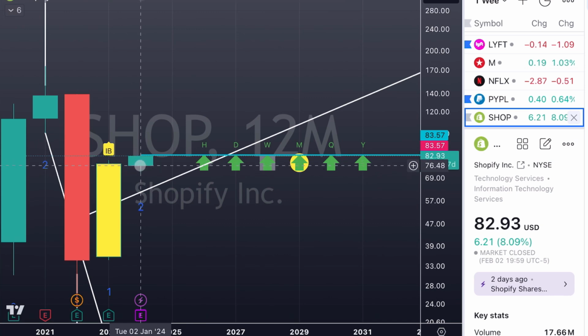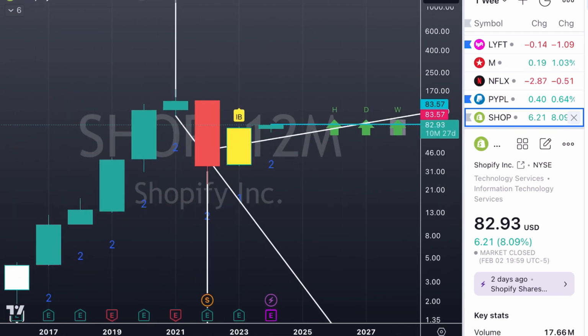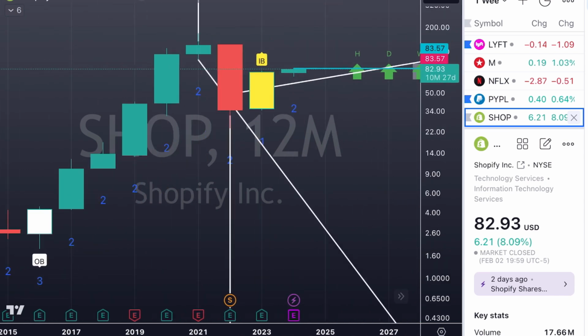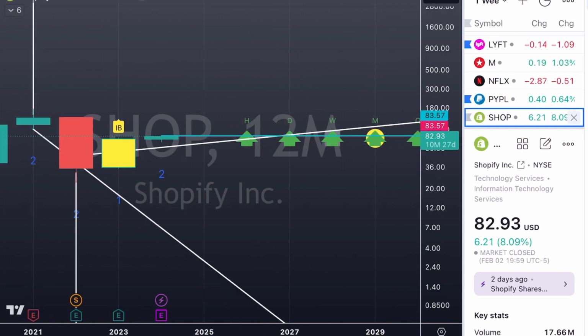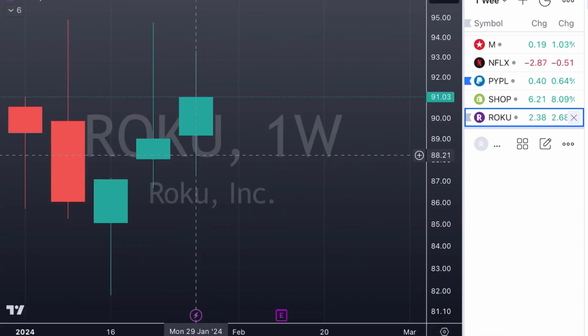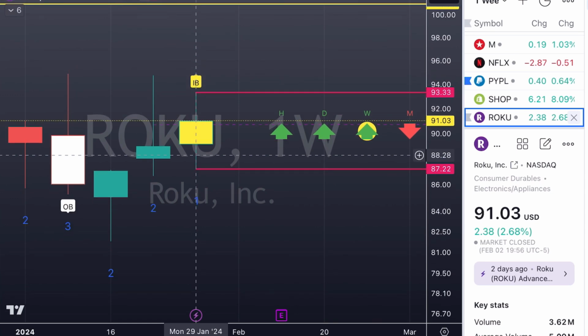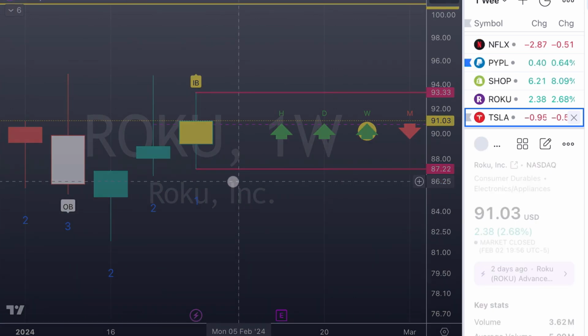So this tells us there's a really, really good potential for Shopify to have a great year. Does it mean it's going to happen? It doesn't. And there's no inside bar data to go off of from the 12-month chart anyways. But as we know, inside bars, majority of the time, probability-wise, if they trigger, they usually hit targets. Okay? That simple. Roku, inside bar there, so we can look for calls at 93.33 here, or puts at 87.22.